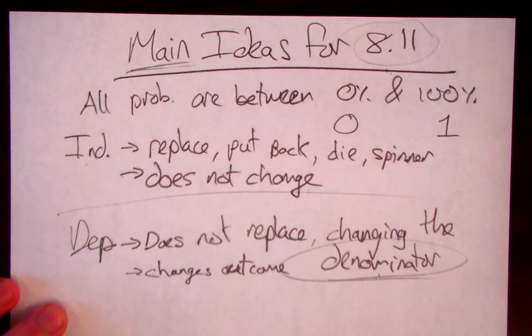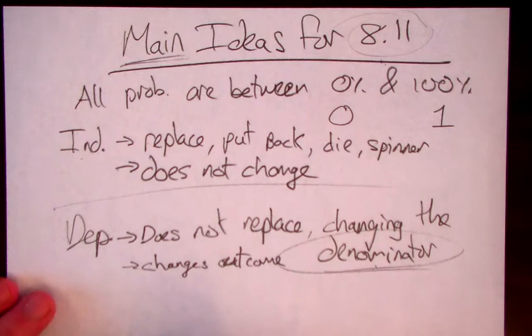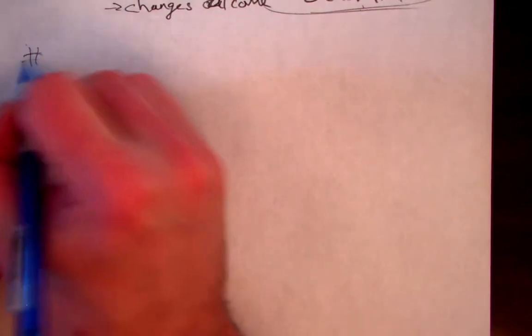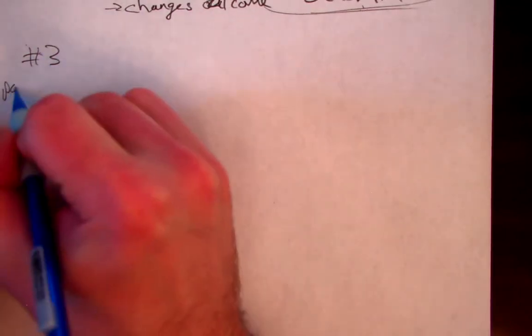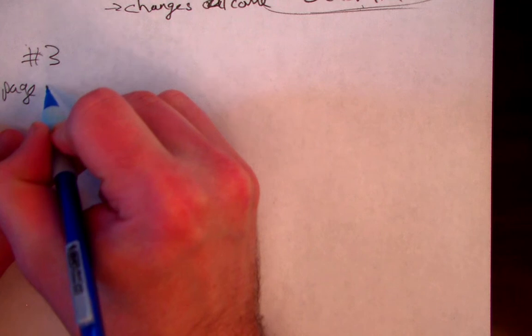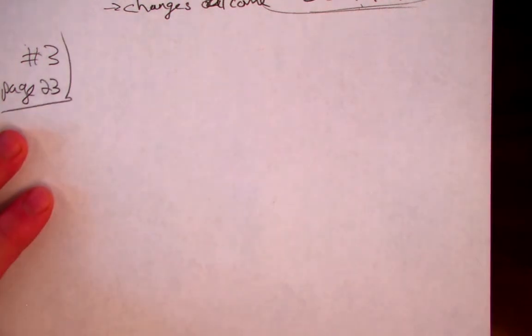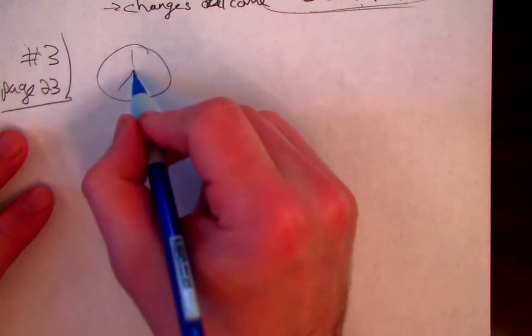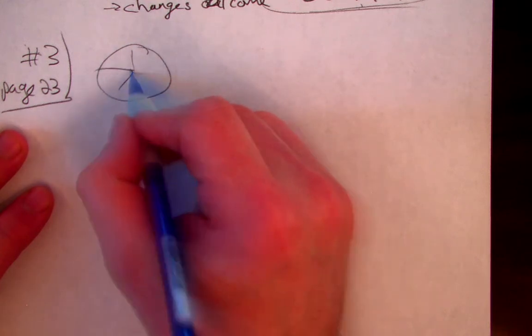And so for an example, let's say this. Let me scroll this up. For number 3 on page 23 in your study guide. It says a spinner has 5 equal sections labeled A, B, C, D, and E. So make sure you can draw it out for yourself. It doesn't have to be perfect, but you guys get the idea.